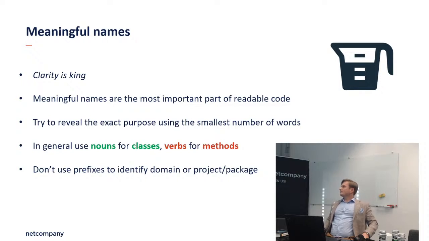So in general, use nouns for classes and verbs for methods. And you can use verbs for properties as well. If you have a Boolean, for example, is something makes sense. For example, is empty or is null.